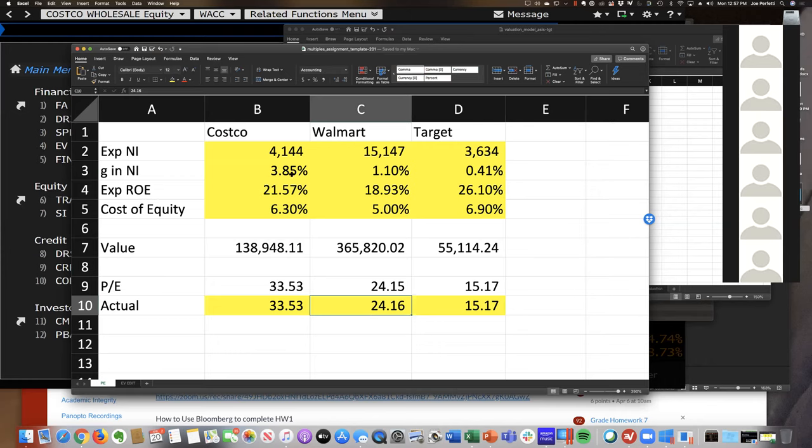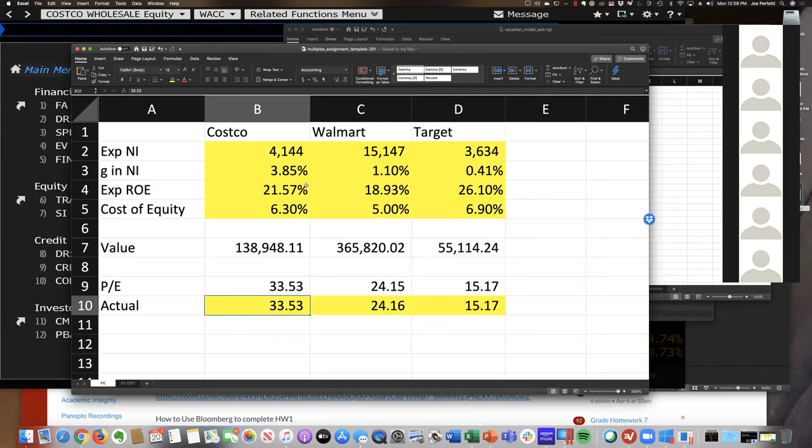Well, the first thing is Costco's growing at 3.85% versus Walmart's 1.1%. And Costco has a higher spread, 21.6 minus 6 is greater than 18.9 minus 5. So given that they have a slightly higher spread, about 2 points higher, at a growth rate that is also 3.8 versus 1.1, that explains why Costco is trading at a premium. Okay, but it's not the whole story.